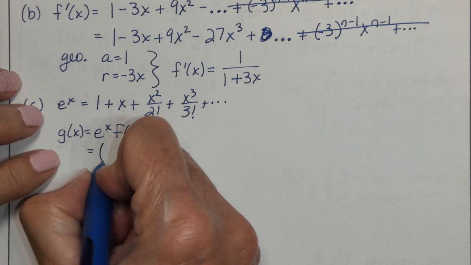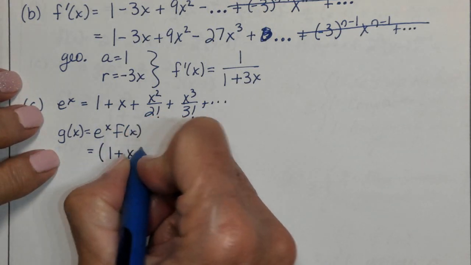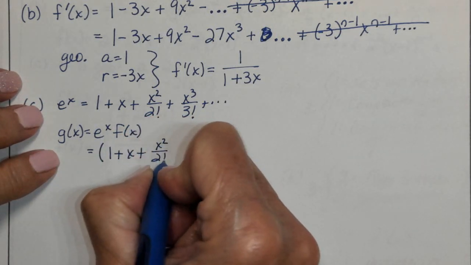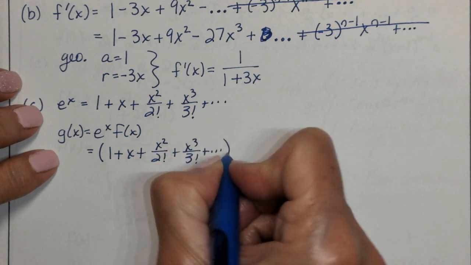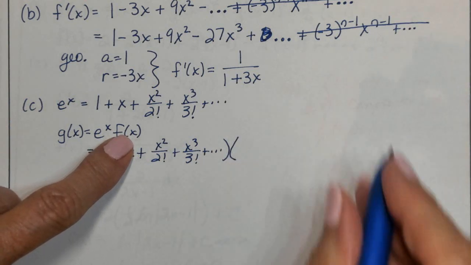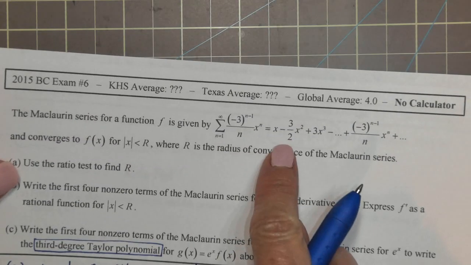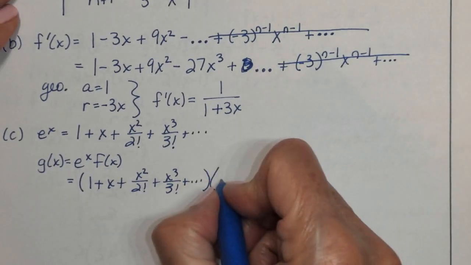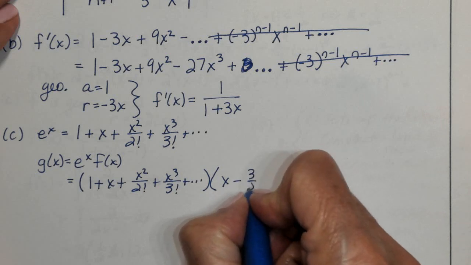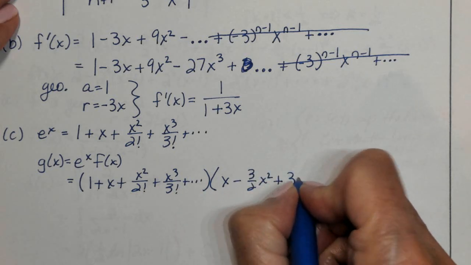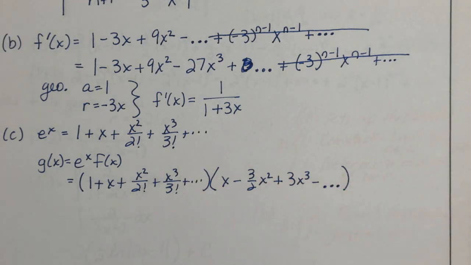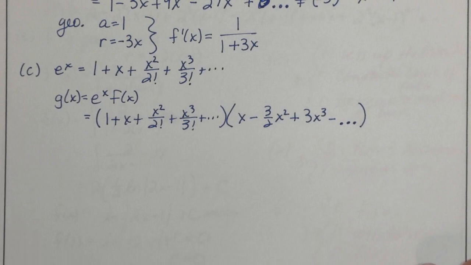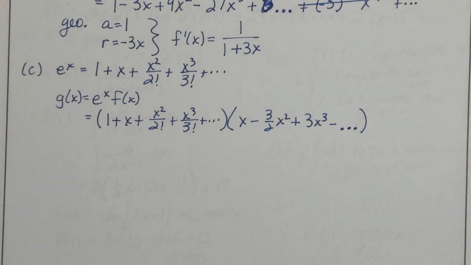Okay, well, e to the x is 1 plus x plus x squared over 2 factorial plus x cubed over 3 factorial plus dot, dot, dot. F of x is the series that they gave me. I'm going to copy that down here: x minus 3 halves x squared plus 3x cubed minus dot, dot, dot. I'm not going to put the general term that they gave, because I need the third degree Taylor polynomial.